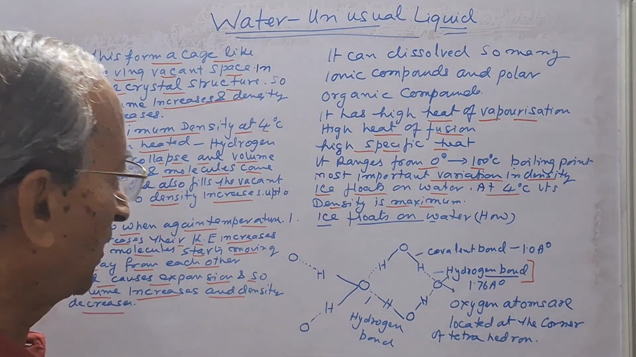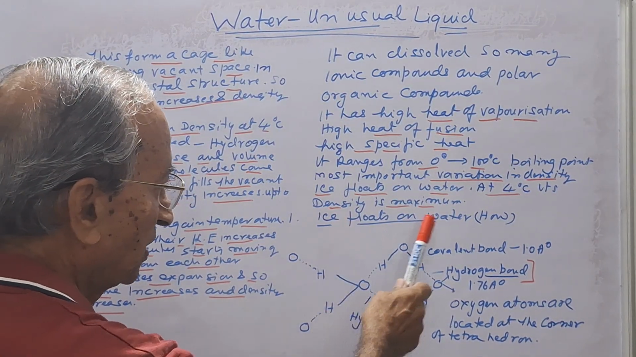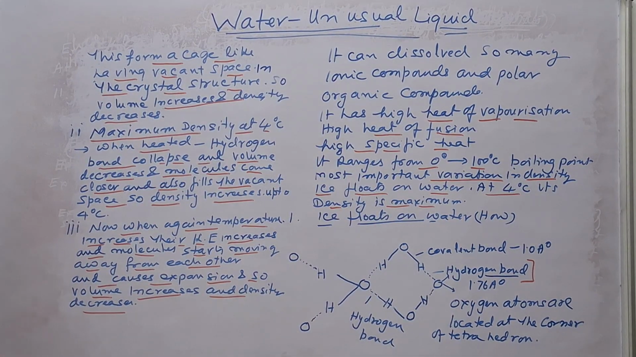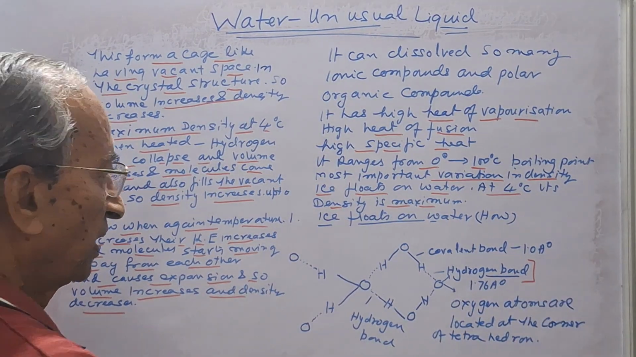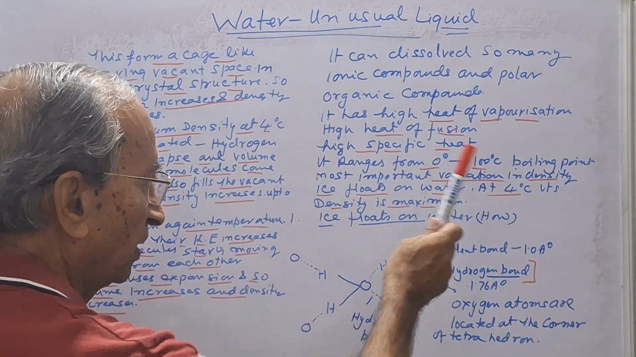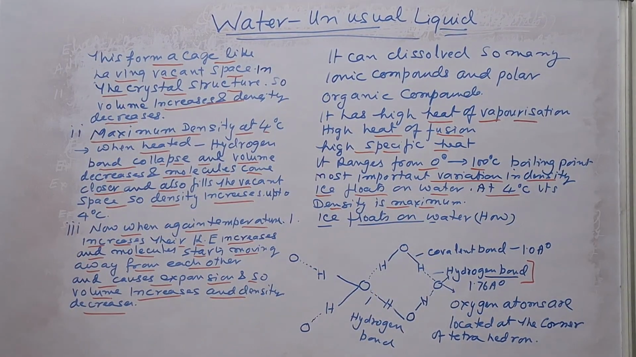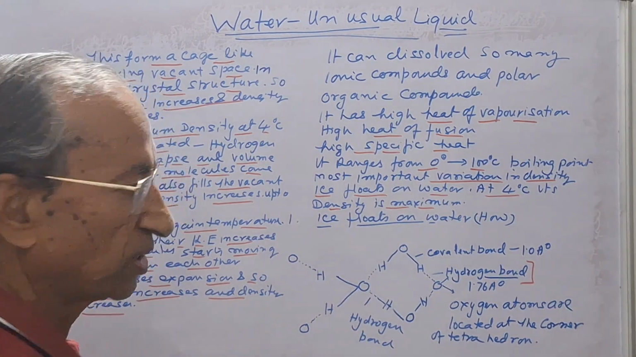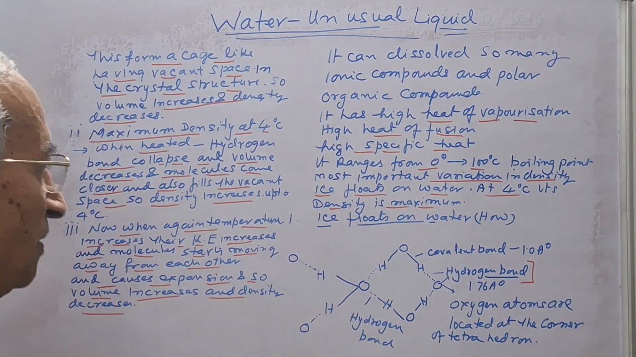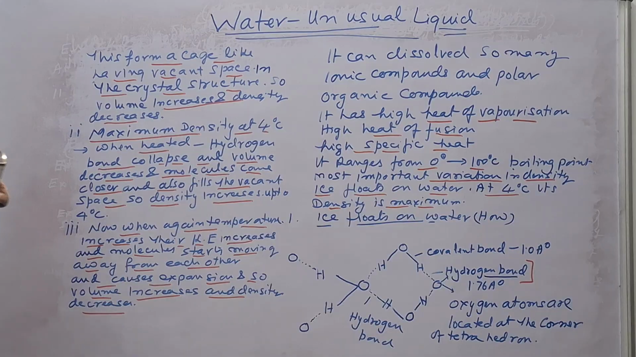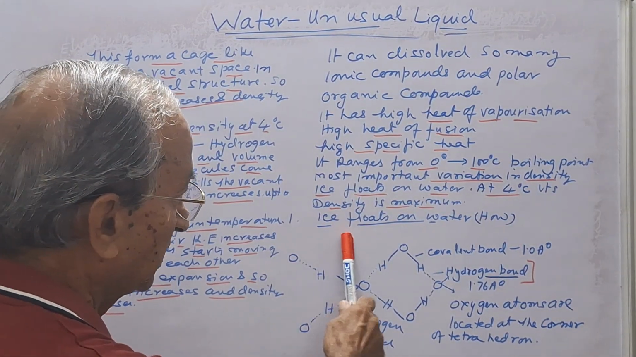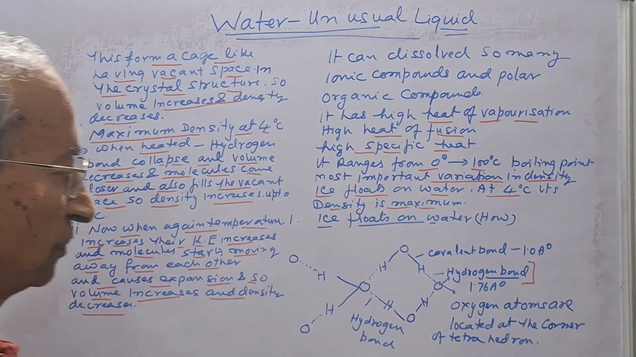Now how can we explain that ice floats on water? If ice floats on the water, it means the density of the ice is less than that of water. At 0 degrees centigrade, it becomes a solid crystal-like structure. Now the most important property in the case of ice is the hydrogen bond.